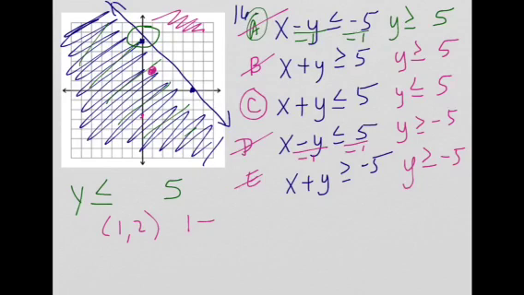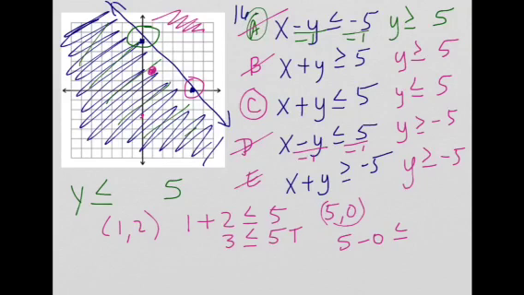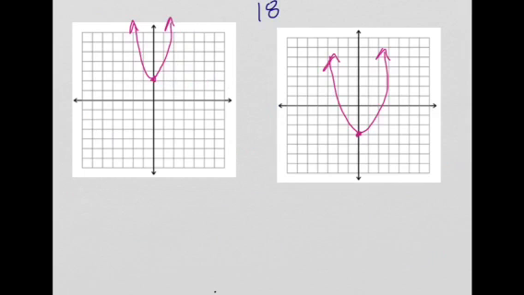So 1 plus 2 is less than or equal to 5. 3 is less than or equal to 5. Okay, that's a true statement. Let's just pick one other point. Well, it looks like we have an x-intercept here. So that's 1, 2, 3, 4. So we have 5, 0. And we're going to go ahead and do 5 minus 0 is less than or equal to 5. 5 is less than or equal to 5. That's also a true statement. So we're pretty confident that C is going to be our answer.